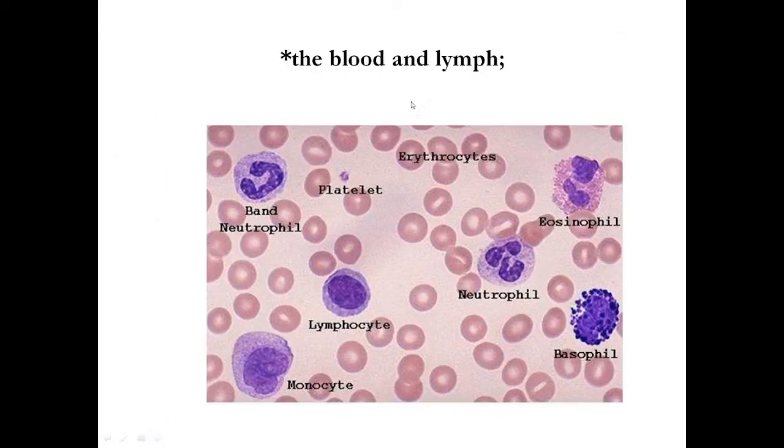Next, the blood tissue. You see cells of blood: lymphocyte, basophil, neutrophil, eosinophil, and monocyte. This is platelet, erythrocytes. This is a cell of blood.